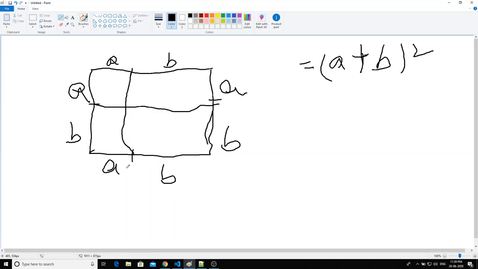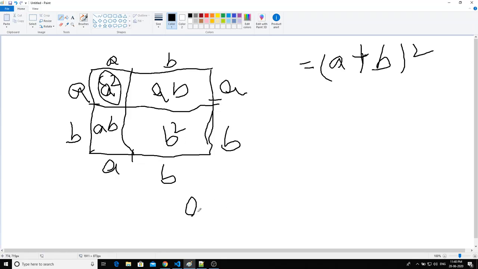Let's calculate the total area of this square. What is the area of this square here? a into a, a square. What is the area of this square? This is also a square. b into b, b square. What is the area of this rectangle? This one is a rectangle, because length and breadth are there. ab. What is the area of this rectangle? ab.